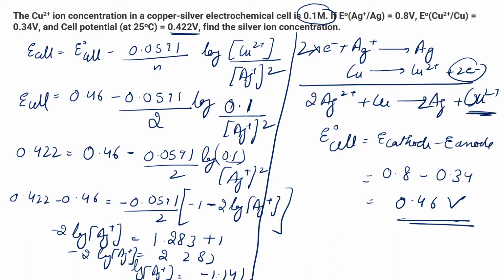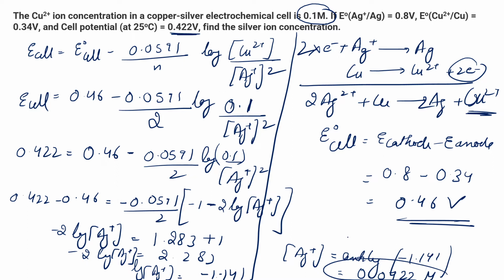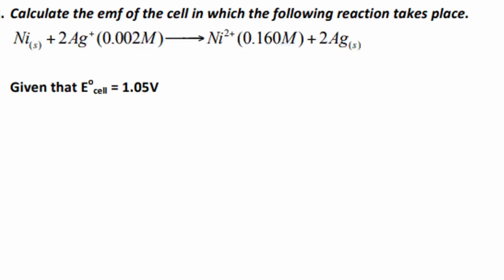1.141. So silver ion concentration will be anti-log of this number, that is anti-log of minus 1.141. If you do the calculation by calculator, the value will come out to be 0.0722 molar. Let me write over here 0.0722 molar. This is how you are supposed to solve these questions. Let us move to the next one.